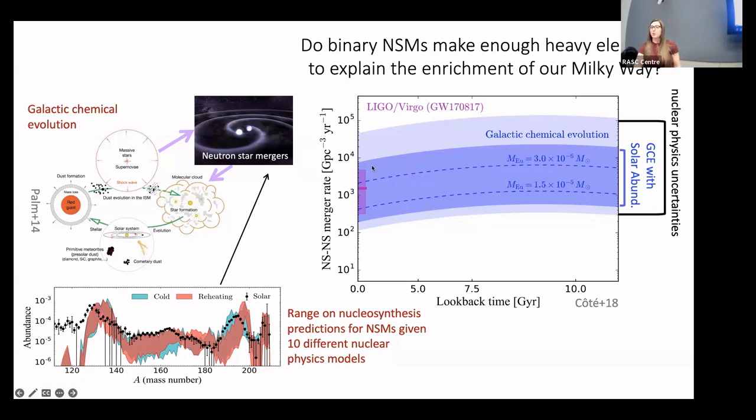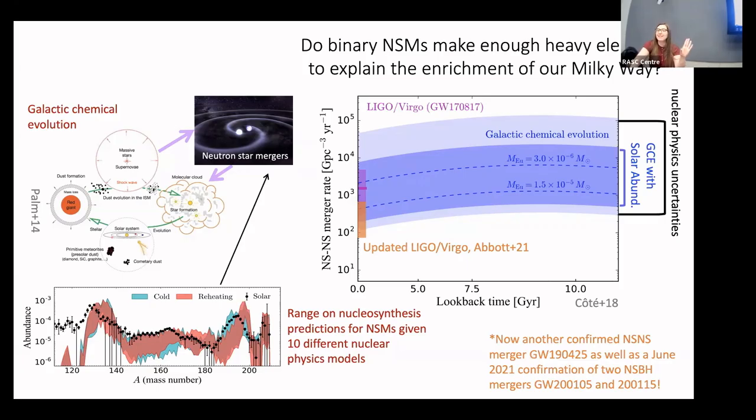So you see, we do have quite a band here from these nuclear physics uncertainties as compared to what they pin down for the merger rate. Now, there have been a few more events since then. We haven't seen the beautiful light from them like we did. They were too far away, but we can still update this rate accordingly.